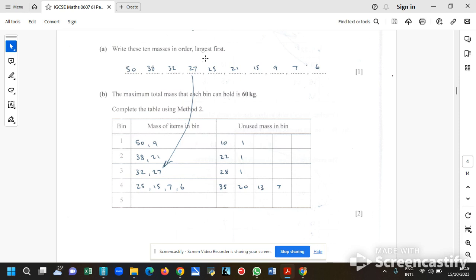32 and 27 is 59, so that leaves 1 kilogram unused. So just be aware there. You've got to keep your eyes and ears open, but it's completely mechanical. And none of this is solving formulas. None of this is using your graphical calculator to draw graphs. It's just thinking through what goes where. It's being logical, it's being careful, it's being organized.